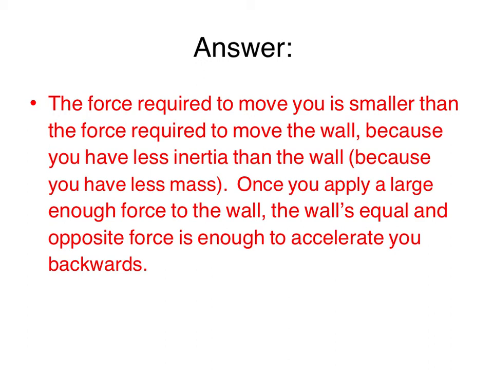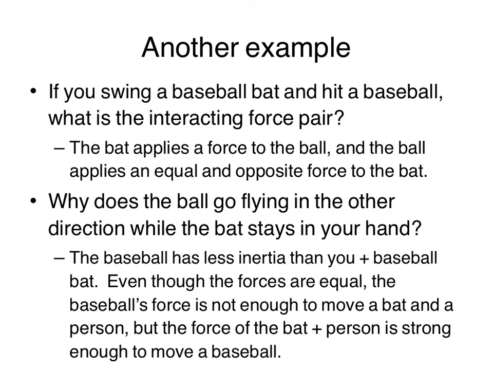Now, the resulting change in the motion might be different. And that resulting change is going to be different because they have different masses. Now, if they have the same mass, the resultant motion will still be the same. Okay? So you got to be careful with that. All right, so we got baseball bat, we got the ball. Okay, so our interacting force pair.